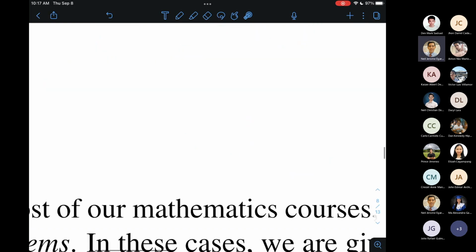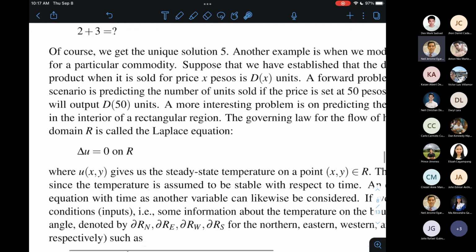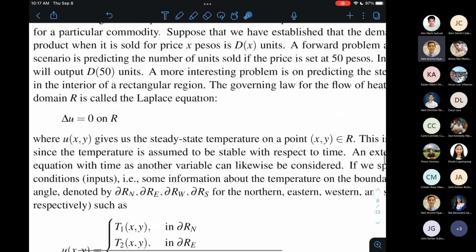Okay. For instance, we go to a more high-tech quote-unquote model, inverse problem. So I gave here the example of controlling the Laplace equation. Now, the Laplace equation is the governing law or the governing principle for the flow of heat in a domain R. So yung flow ng heat, at least yung steady state heat. When we say steady state heat, parang yan yung long-term behavior ng heat. So ginawa ko lang, i-consider lang natin yung steady state heat para hindi na natin kunin yung time variable or hindi na natin kailangan i-consider yung time dependency.